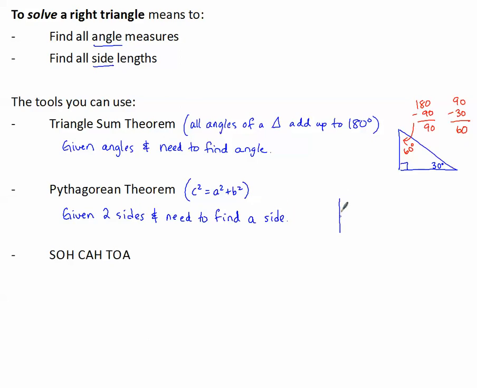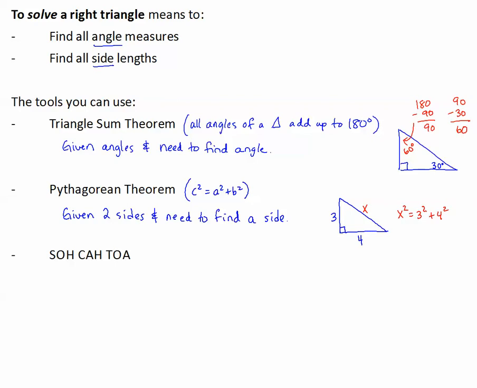For example, here's a right triangle. We're given this side is 3 and this side is 4, and we don't know how much this side is right here. So we use our Pythagorean theorem, and then of course if we know our triples, we use that.